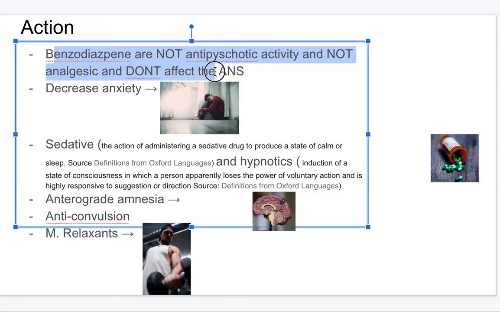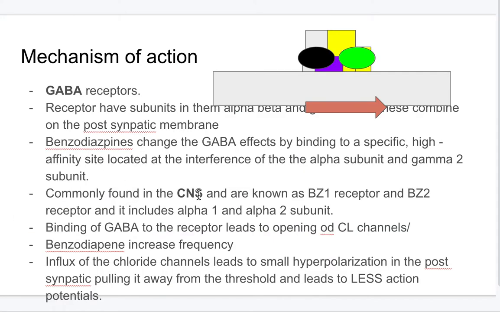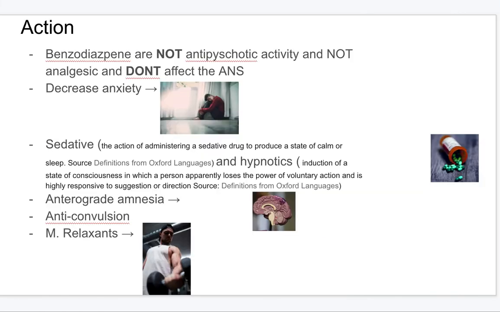I also want to highlight that benzodiazepines are not antipsychotic. If you have some psychotic problems, it does not help against that. I want to make sure of that. Also, it doesn't affect the autonomic nervous system, so don't expect it to affect the GIT or the bladder or the blood vessels. Rather, like I was saying, it affects the CNS.